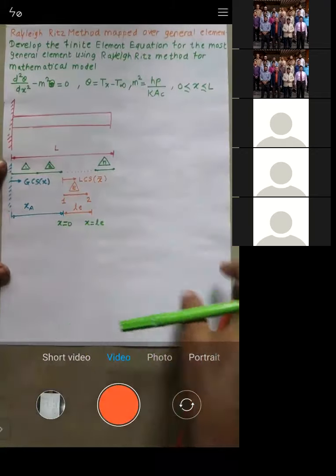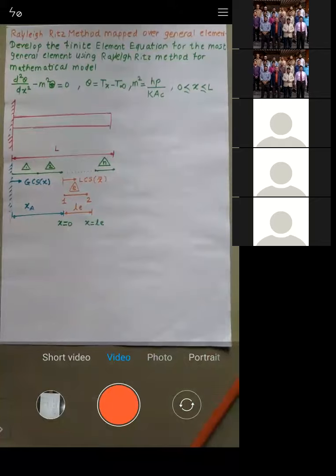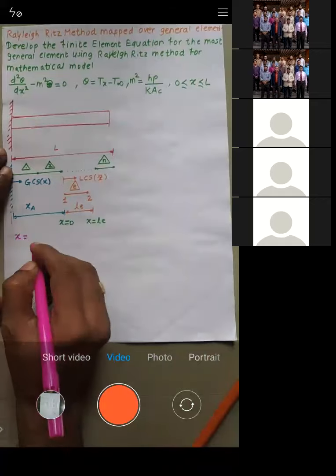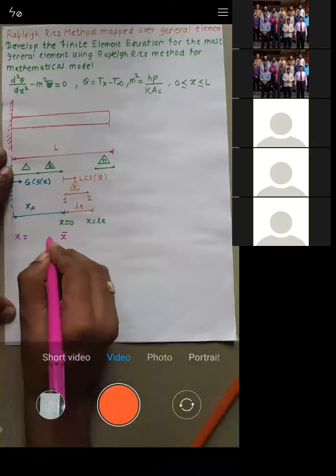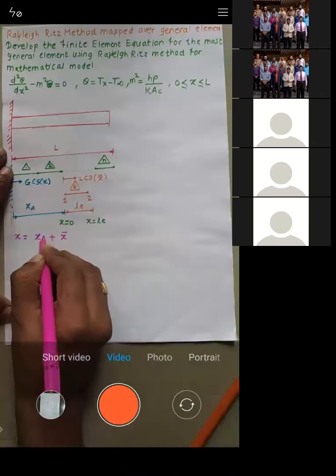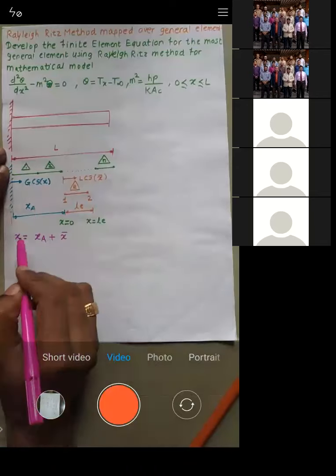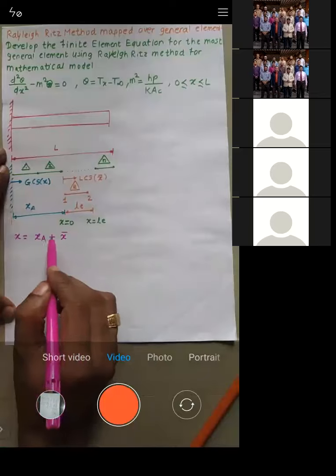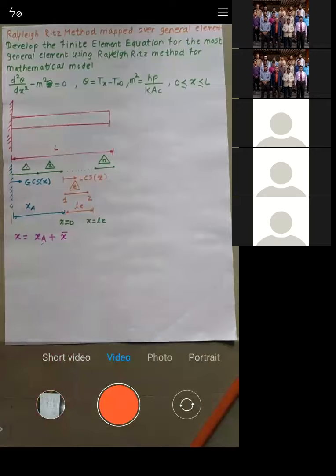Now let us solve this equation. I am interested in getting the global position, which is indicated by X. The global position is given by the local position plus the distance between global and local. Global position X is the local position plus what? The distance between global and local, that is XA.